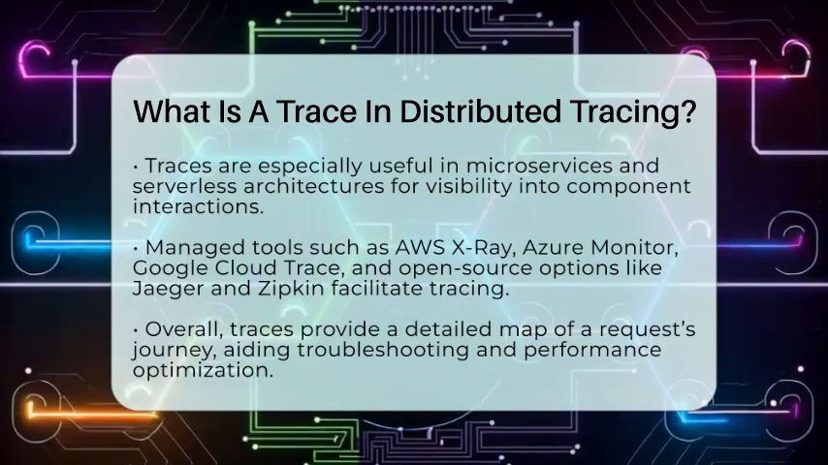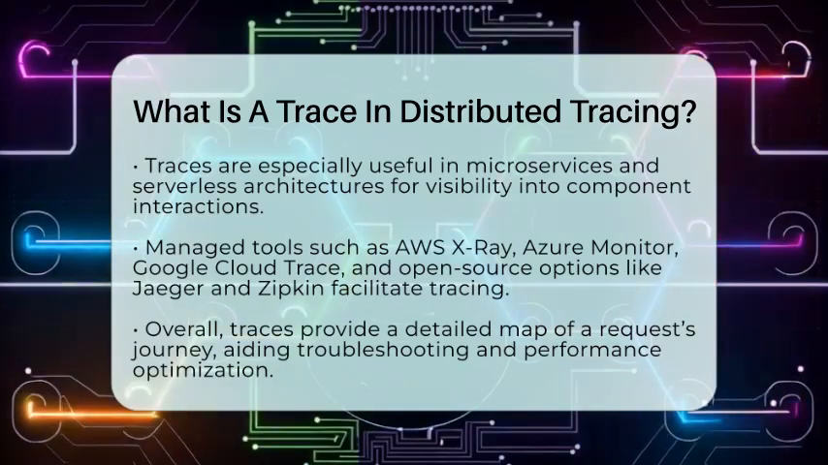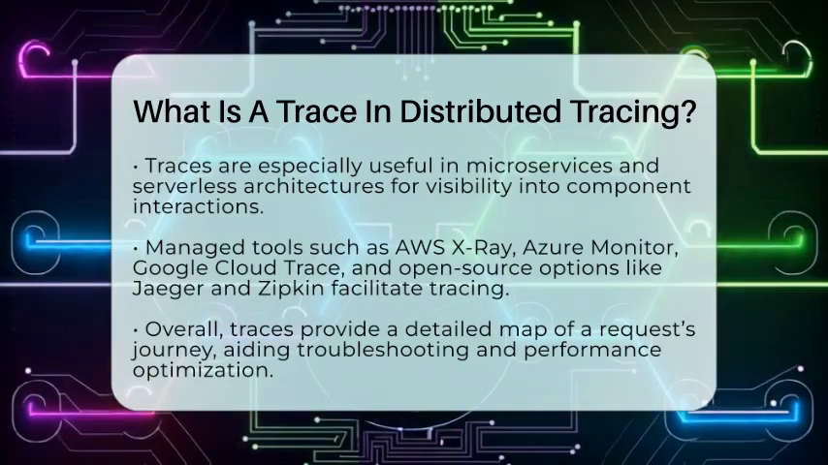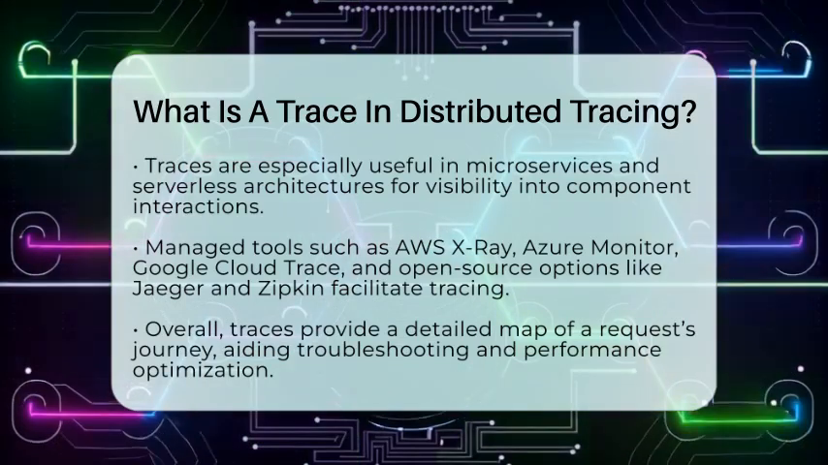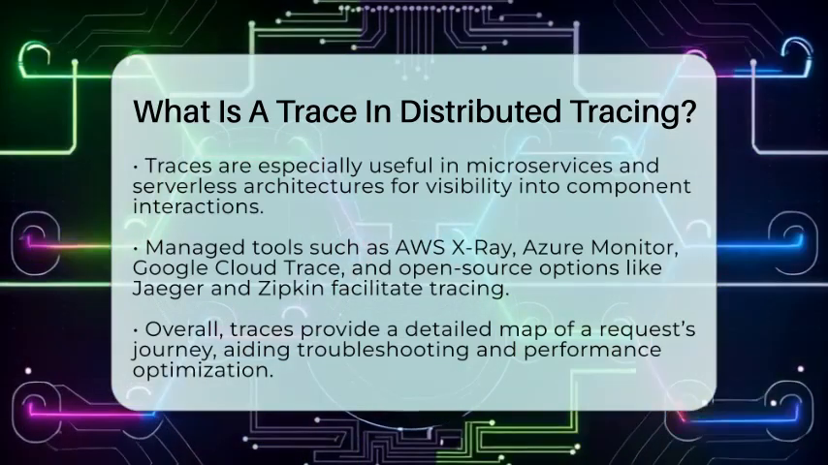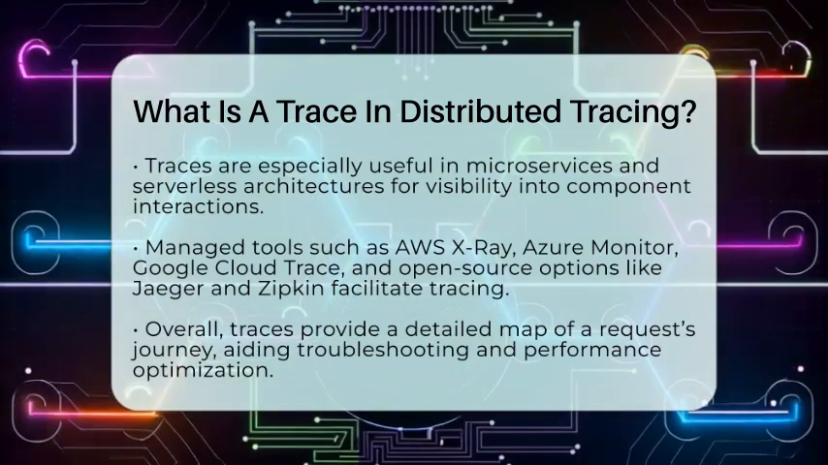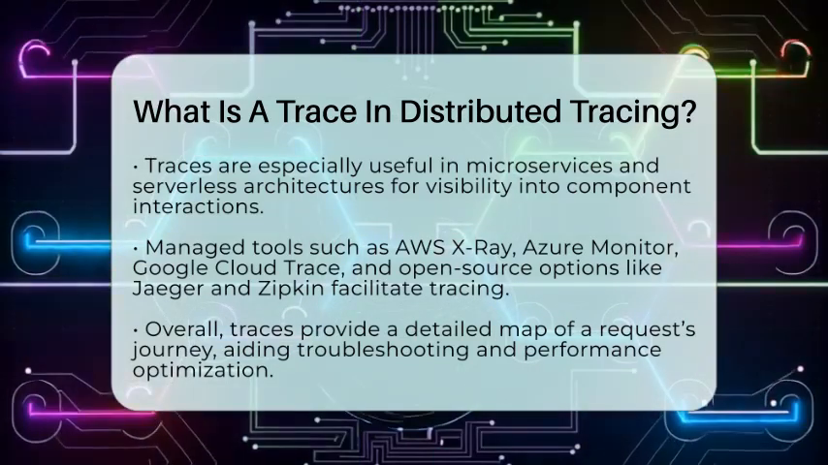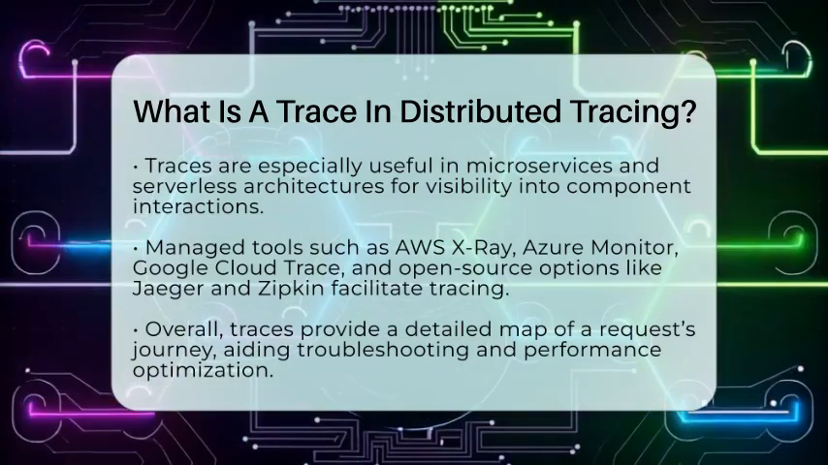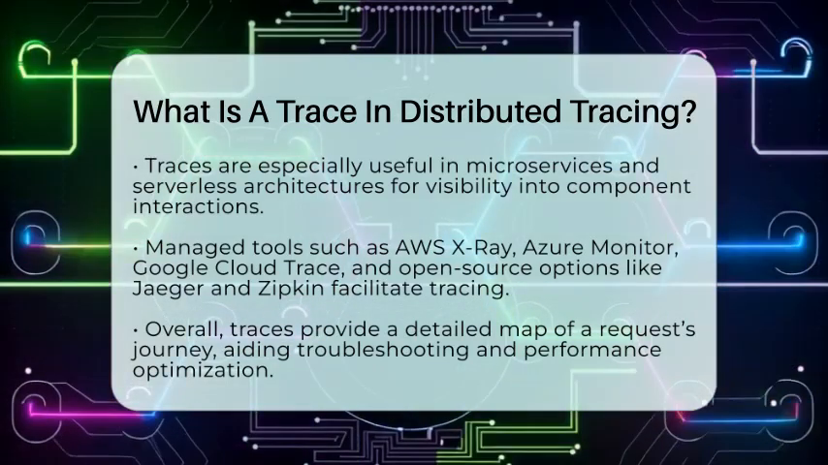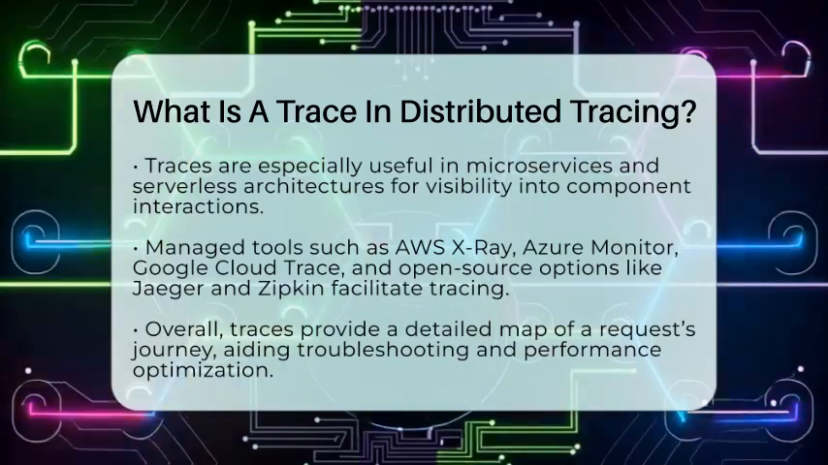To sum up, a trace in distributed tracing is like a detailed map of a request's entire journey across multiple services. It's made up of linked spans that show each step's timing and relationship. This visibility helps teams troubleshoot faster, optimize performance, and keep cloud applications running smoothly.